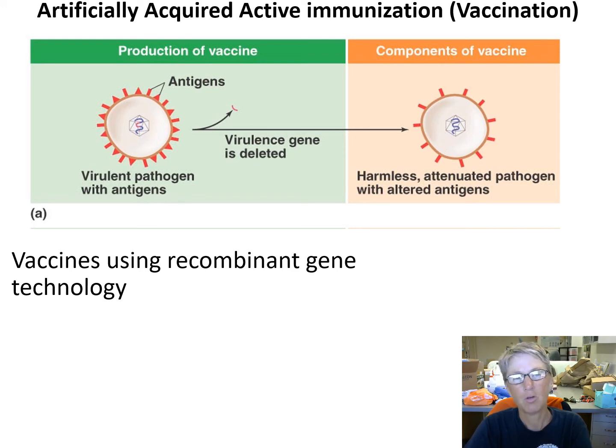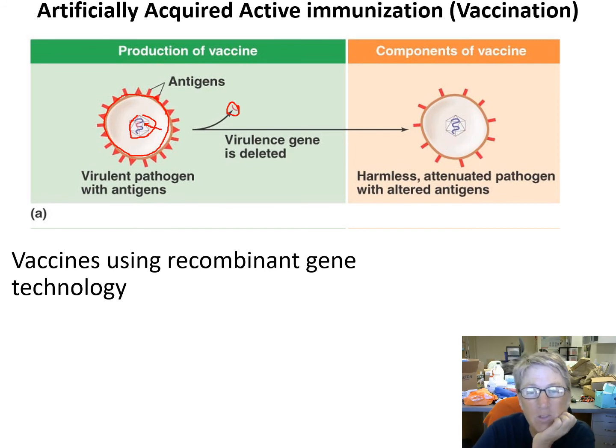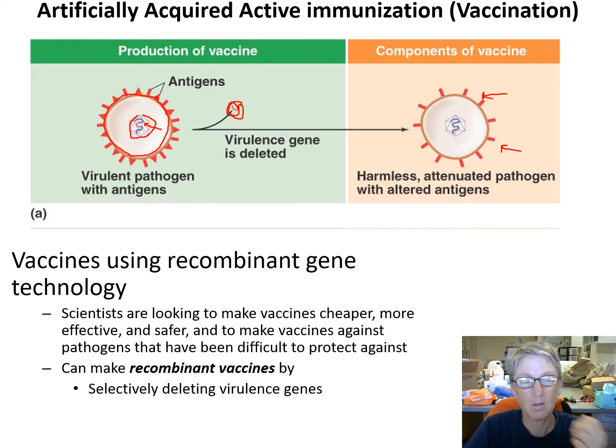So this just shows a cartoon of producing a vaccine using recombinant gene technology. Again, it looks like a cartoon of a virus. We're calling it a virulent pathogen with the antigens on the outside here, and then here's the capsid with the nucleic acid on the inside. What they do is they just delete this virulence gene, and then they put in the vaccine this harmless attenuated pathogen. It's harmless because this gene here that would make the pathogen virulent has been deleted, but you're still injecting this guy to mount an immune response.